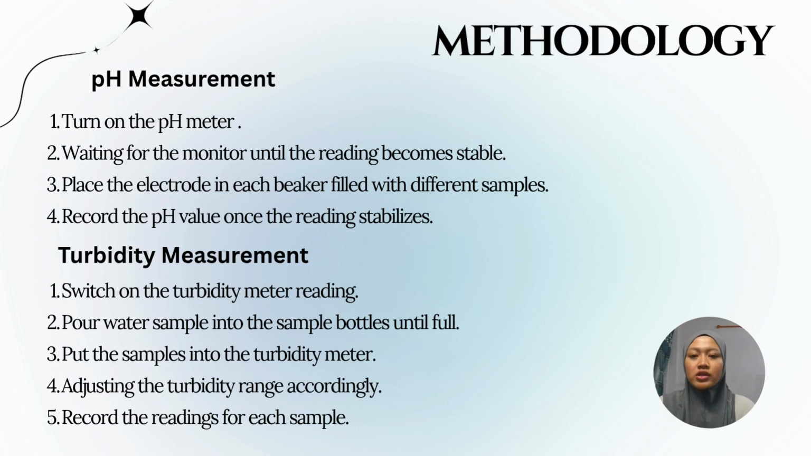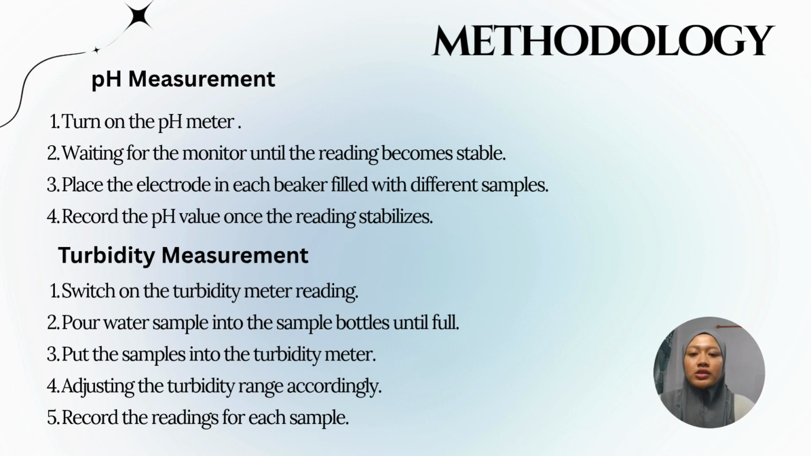Next, we measure the pH. First, turn on the pH meter and wait until the reading becomes stable, and then place the electrode in each beaker filled with different samples and record the pH value once the reading stabilizes.